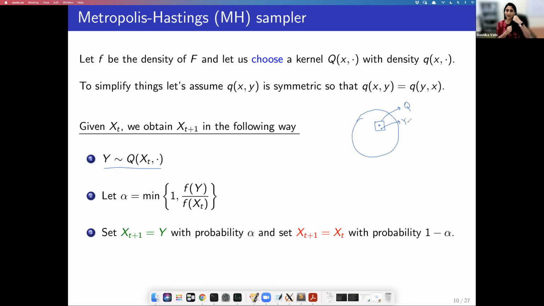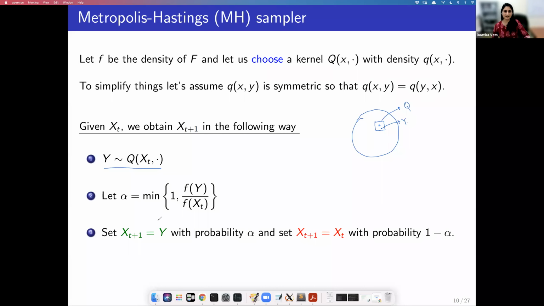Right? If the proposed value is in a higher density area than where I'm currently at, then I want to go higher in my density area, because when the density is higher, those areas are where the mass of the distribution lies. And if the proposed value of y lies in a lower area of density compared to where I'm currently at, the probability of moving there should be lower, and not as much. Okay? That's basically the idea.